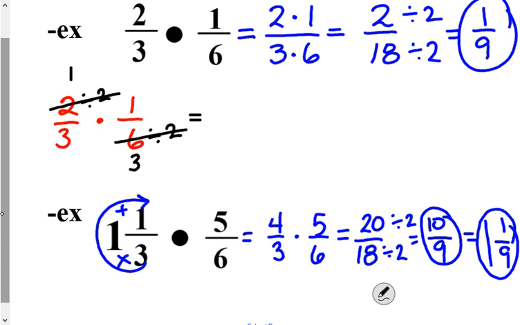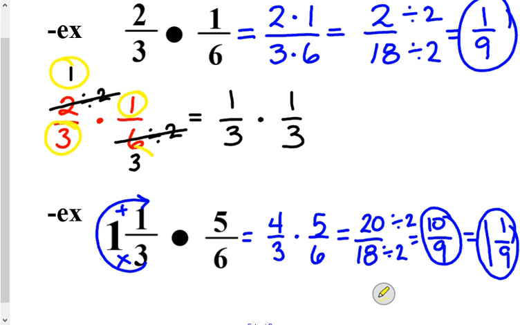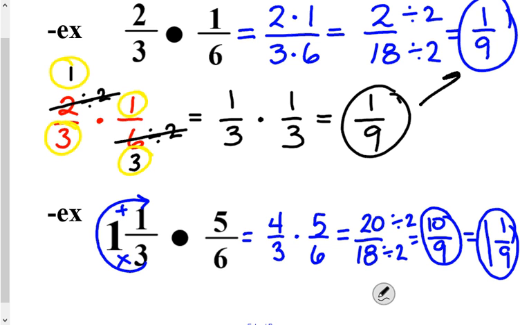So now my new problem is 1, because I've replaced the 2 with a 1, 1/3 times 1/3. I'm getting that from looking at this for my first 1/3, and this is my second 1/3. So 1/3 times 1/3. 1 times 1 is 1. 3 times 3 is 9. So notice I get the same answer that I got the first time. The difference is I don't have to simplify at the end.